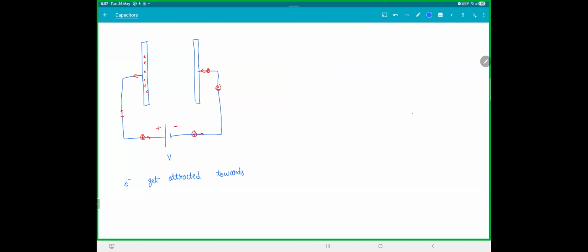So if you connect a battery to plastic plates, this is not going to happen because a plastic plate does not have free electrons. So you will not see any electrons moving. They get attracted towards the positive terminal and accumulate on the plate connected to the negative terminal. So the moment an electron passes through the battery, it gains some energy and gets pushed onto the negative plate.